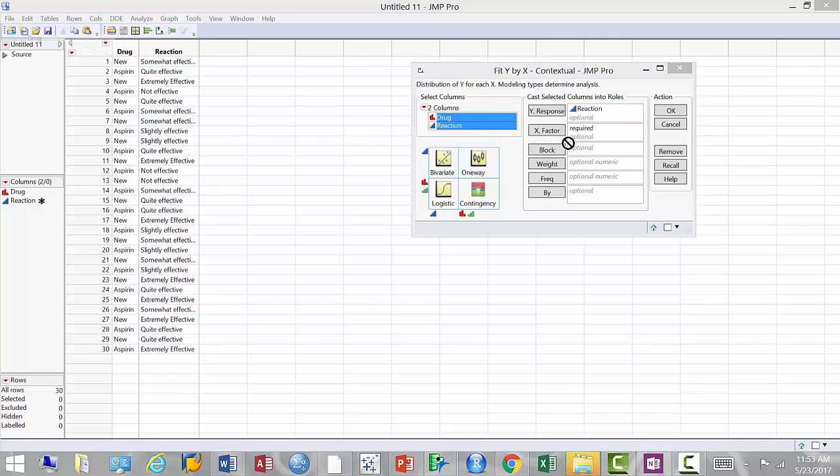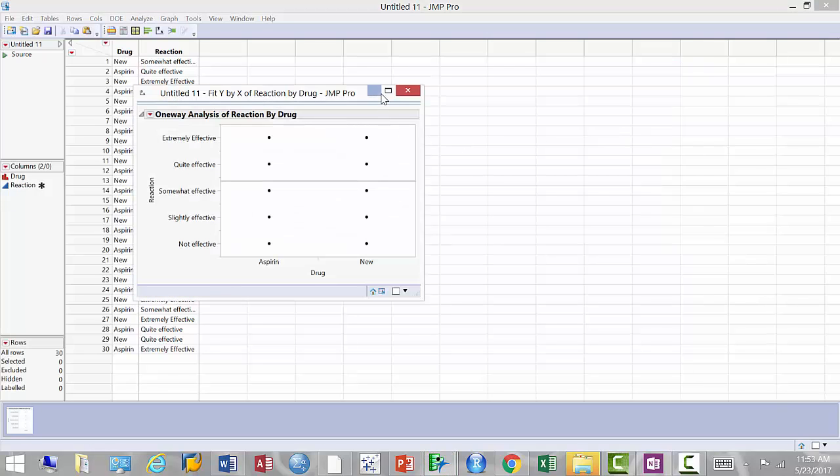Reaction, and the factor is drug. Is the reaction to different drugs different? That's what I'm really studying, fit y by x. And when I hit OK, first of all, it gives me just a basic plot, right?